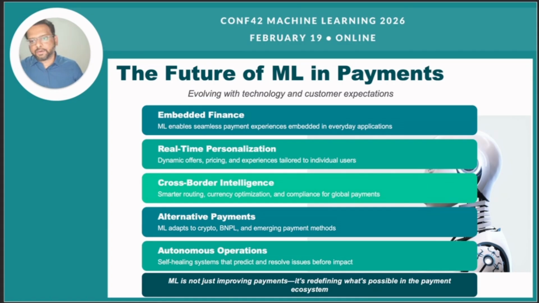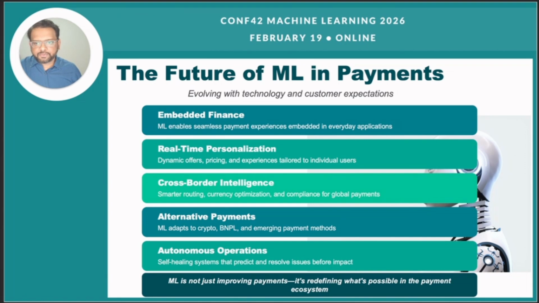Now, the fourth point is alternative payments. The payment landscape is fragmented, to be honest. We have cryptocurrencies, we have buy now, pay later, we have digital wallets, and new methods we haven't imagined yet, like NFC or push provisioning. And there are different payment methods being proposed as part of the emerging payment ecosystem. Machine learning enables payment platforms to adapt to these new methods quickly with the right tools, assess risk profiles, optimize routing decisions, and provide a unified experience across diverse payment methods.